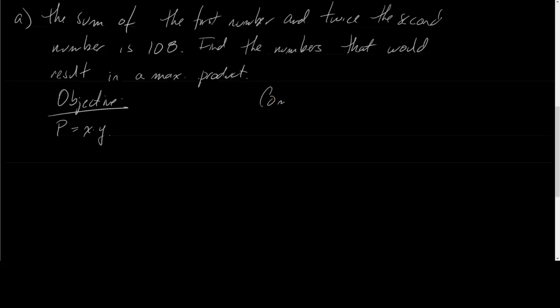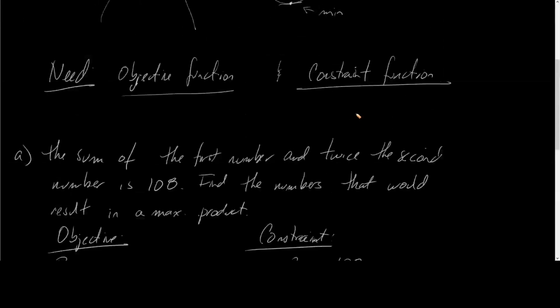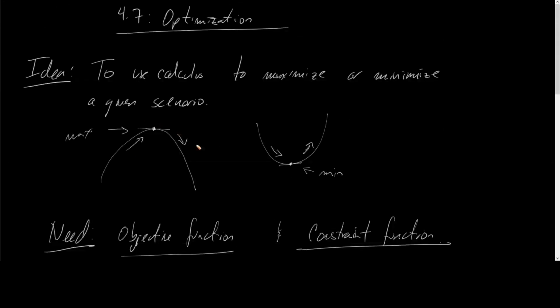Our constraint. Well, what are we limited by? We're limited by the fact that there's the sum of the first and twice the second. So the first plus twice the second has to be equal to 108. Right? So that's our constraint. We're restricted by that. At this point, well, what do we do? If you recall, I said we were going to be looking for maximums and minimums, right?